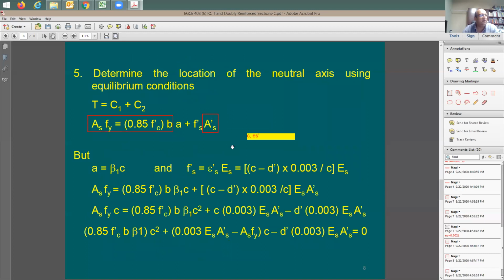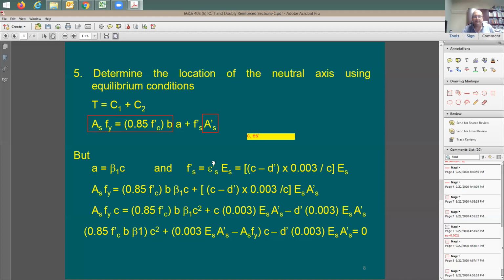I'm going to say, you know what? This here is going to be F prime S. And I know that F prime S is going to be based on the strain in compression. And I can solve for this easily. How's that? I'm going to say Fs prime is going to be equal to epsilon S prime times ES. So instead of having this F prime S, get divided by ES. With that, I'm going to have the strain here in the steel, in compression.